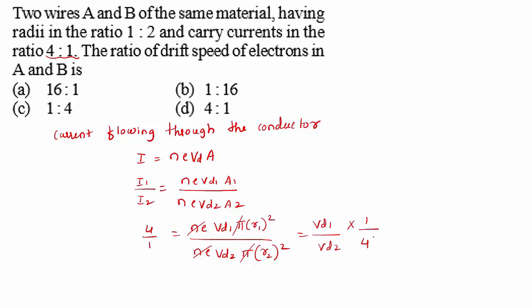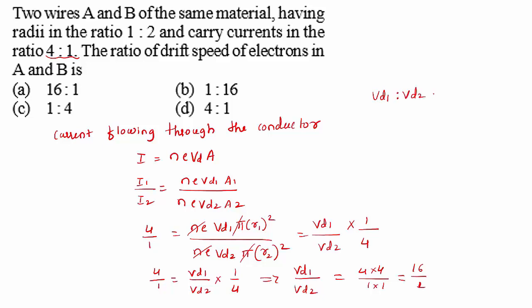So then what is the answer? 4 by 1 equal to Vd1 divided by Vd2 into 1 by 4. Or we can write it as Vd1 divided by Vd2 equal to, the ratio of drift velocity is equal to 4 into 4 divided by 1 into 1. 4 4s are 16. So 16 divided by 1. So then what is the answer? Drift velocity ratio Vd1 is to Vd2 equal to 16:1. So 16:1, that is option A is right.